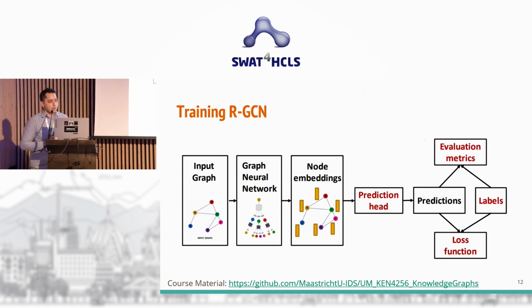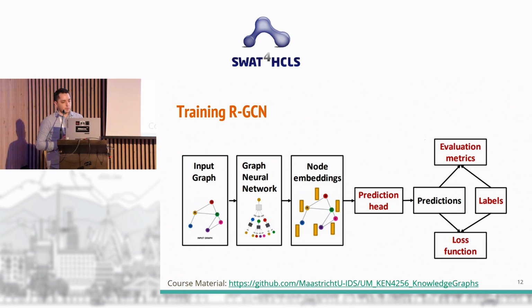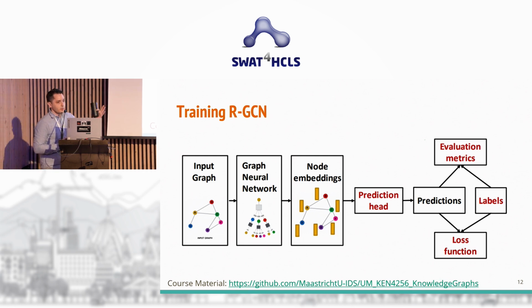Our pipeline looks like this. There's again an input graph, a knowledge graph or an ontology, and then we apply the graph neural network and learn these embeddings. Then we use a prediction head, and we can evaluate these, train these, and design loss functions for them. So this is from the input to output.